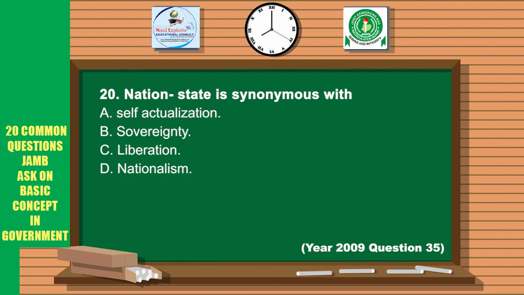Question 20, which is the last question we are treating in this class. It says, nation state is synonymous with A, self-actualization, B, sovereignty, C, liberation, and D, nationalism. So the answer there is B. I've said it the other time. We cannot say that Yoruba land, which is southwest Nigeria, is a sovereign state. We cannot say that the Igbo land is a sovereign state, but a nation state, a state made up of many nations, is synonymous with sovereignty. That you must have in your subconscious mind.